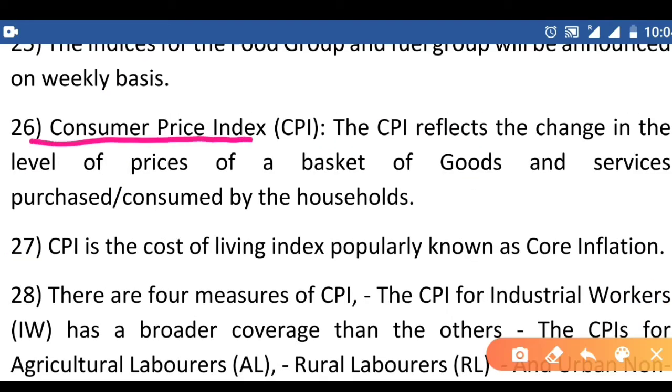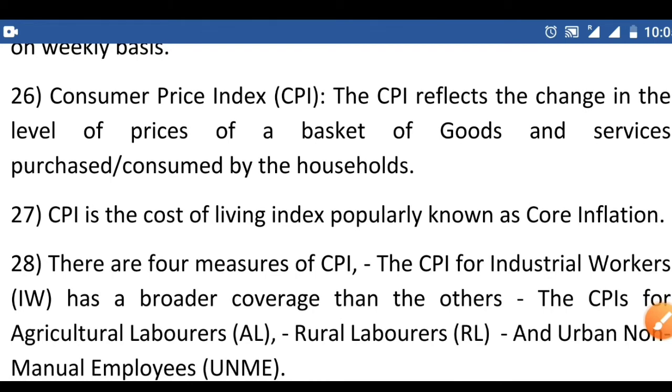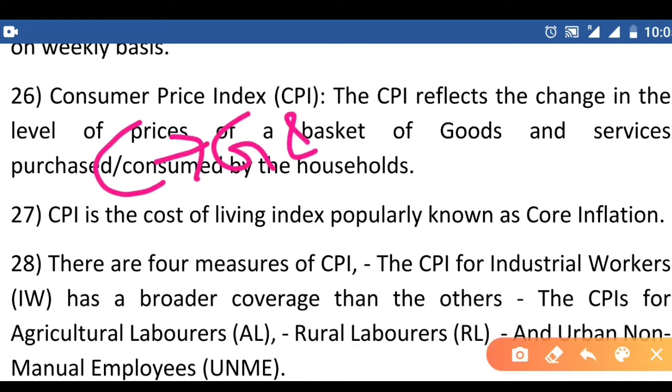Consumer price index. The consumer price index reflects the change in the level of prices of a basket of goods and services purchased and consumed by the households. Here in the wholesale price index we have only goods, but in the consumer price index we have goods and services.